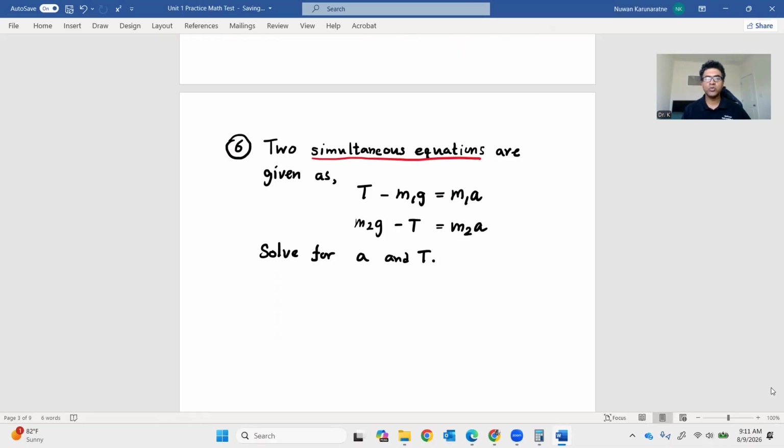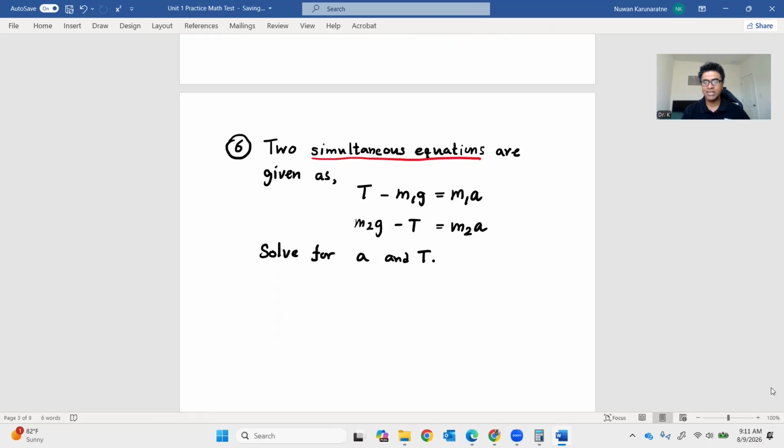So here I have two equations, t minus m1g equals m1a, and then another equation, m2g minus t equals m2a. The ones and the twos are subscripts, okay? Solve for a and t. So using these two equations, I need to get an expression for a and get an expression for t.